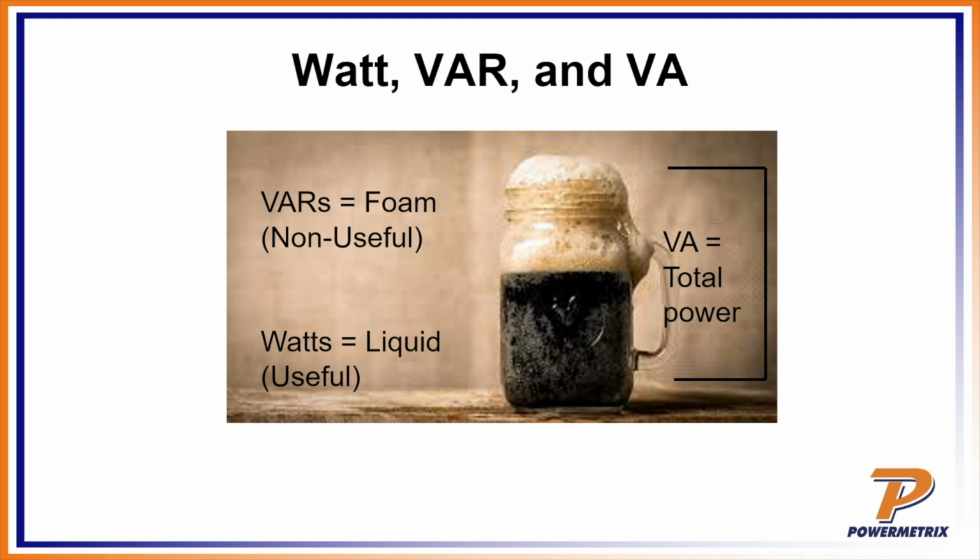The VARs is represented as the foam, which isn't really useful. It is part of the package, but once again, we don't want a jug of foam. We really want more liquid than we want foam. So as such, we want to maximize the liquid and minimize the foam. The VA, of course, is the total power, and so that represents the sum of both those two things.